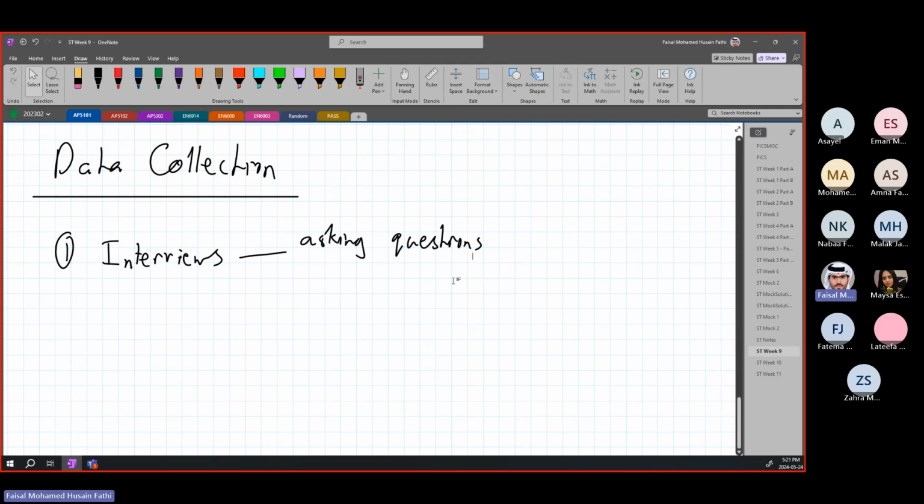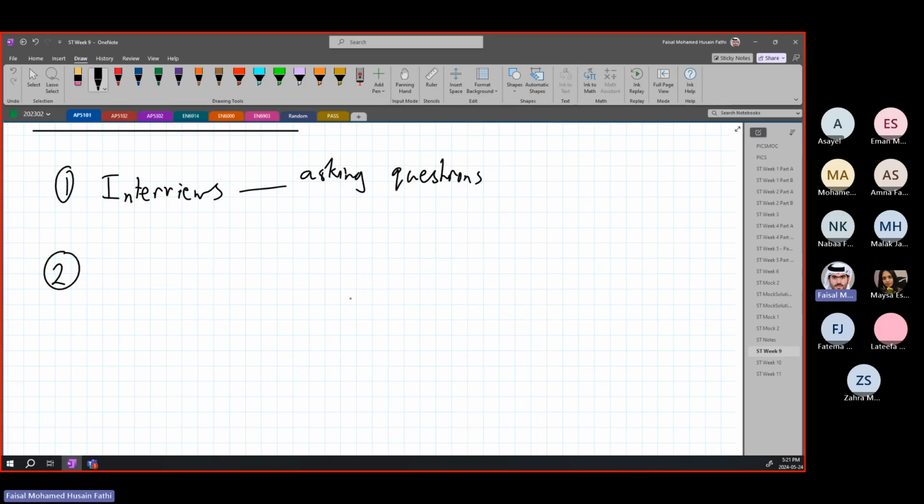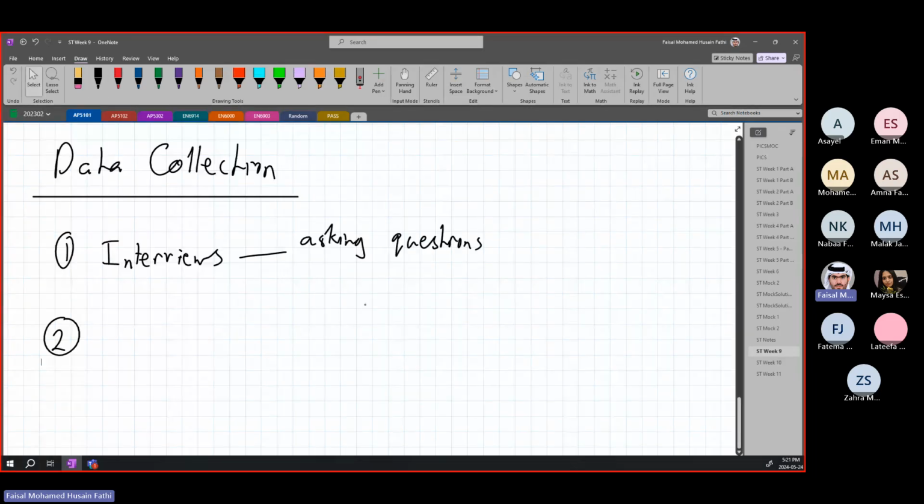Obviously, it takes a lot of time. It could require a lot of resources, and it also depends on the communication level of the interviewer himself and all of that. So, a second type of data collection is focus groups.